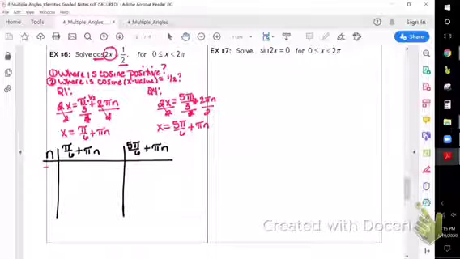So I'm going to start when n is equal to -1. I'm going to work this first one, so pi over 6 plus pi times -1, which is pi over 6 minus pi. So that's going to be what? That's 6 pi over 6, so I got -5 pi over 6. Notice, -5 pi over 6 is not between 0 and 2 pi. It's negative. It's too small.